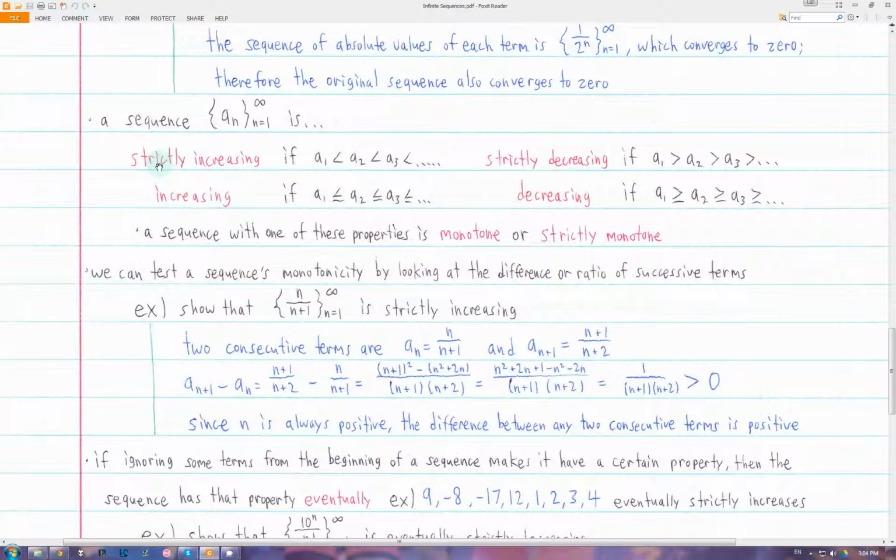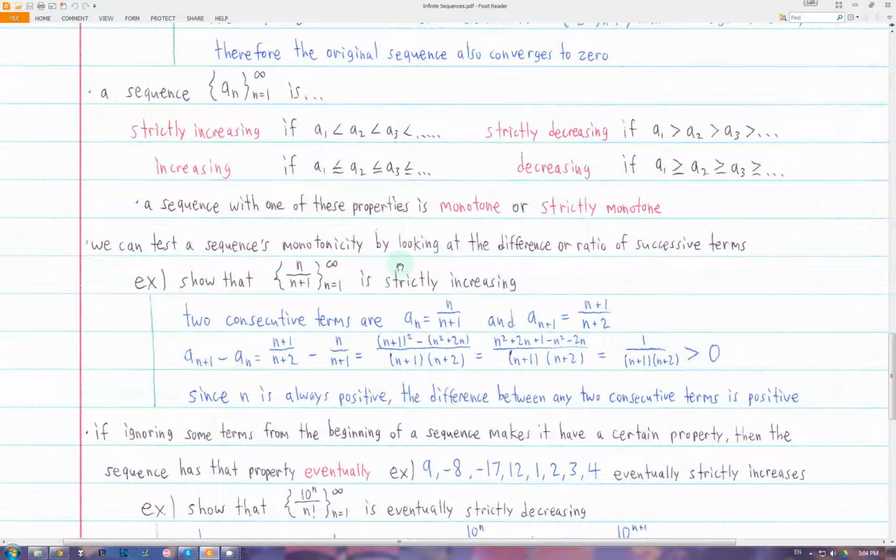So a sequence can be either increasing or decreasing. Increasing means each term is greater than or equal to the previous term, and decreasing means each term is less than or equal to the previous term. And if a sequence is either increasing or decreasing, we say that it's monotone.